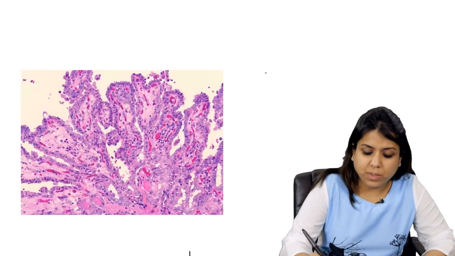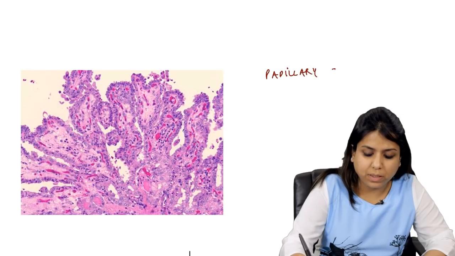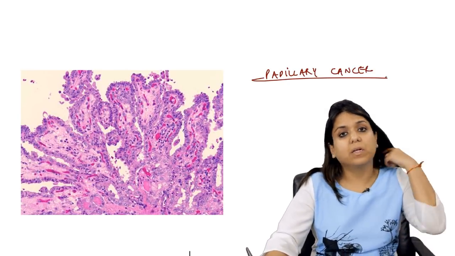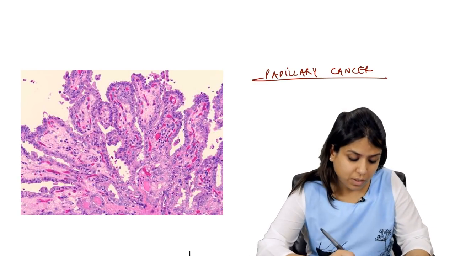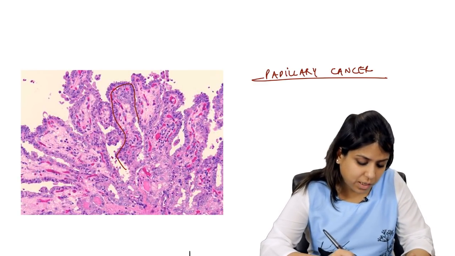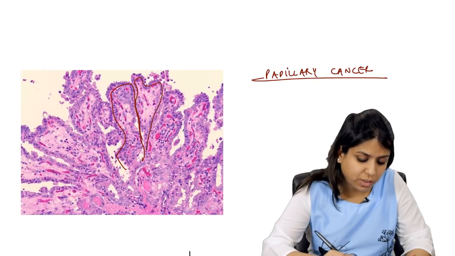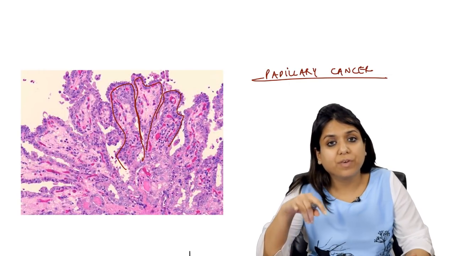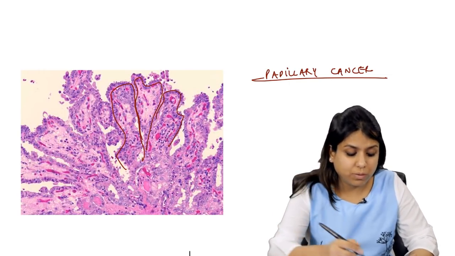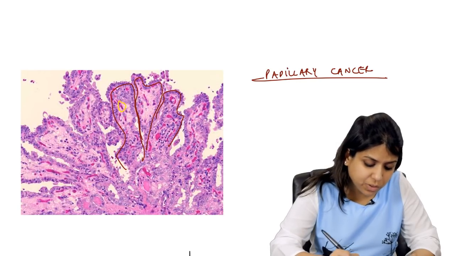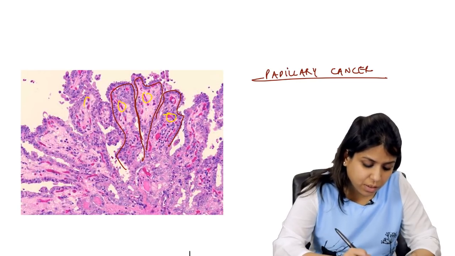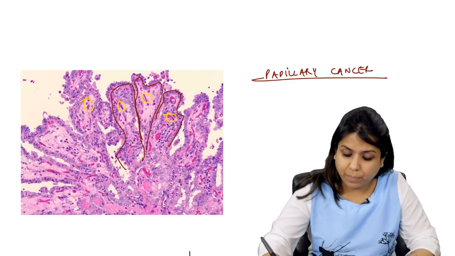Next, this is basically from the thyroid. This is a papillary cancer. I'll tell you all the pathological features that have been asked in the MCQ exam previously. A papillary cancer of the thyroid shows papillae. What is a papilla, students? It's a finger-like projection with a fibrovascular core. I can appreciate these blood vessels in the center, fibrovascular cores, right?